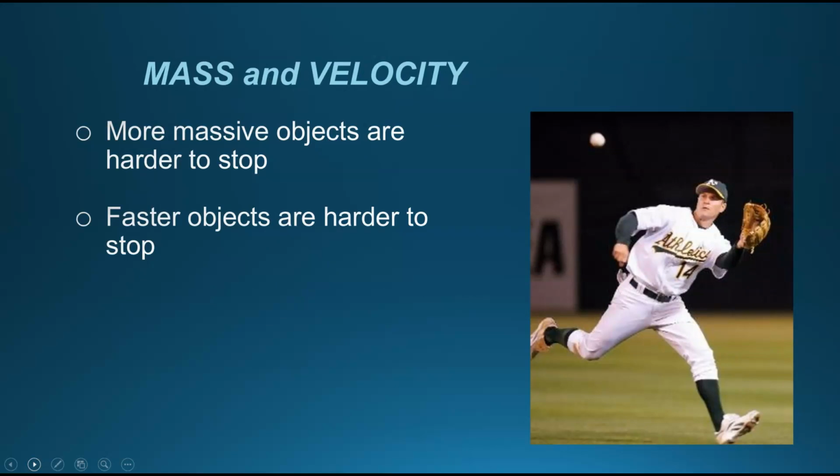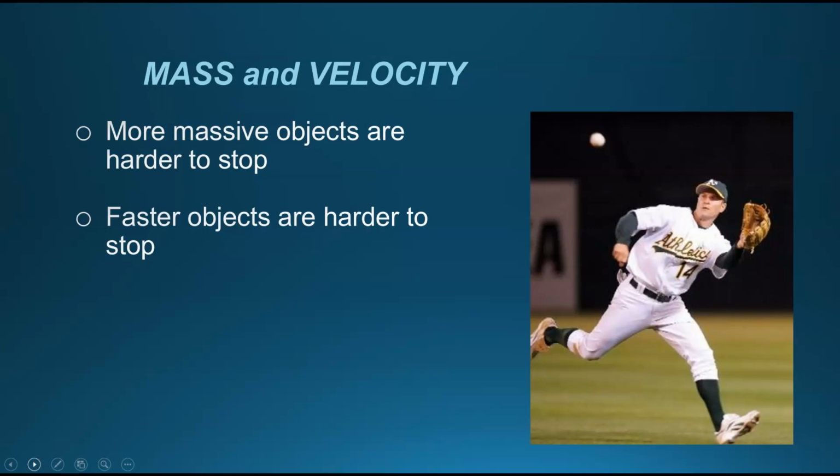If a truck is barreling toward you at a certain speed, flying down the road at you, you're not going to want to step in front of it. If a butterfly is flying at you at the same speed, you might not care. You might stand in front of that butterfly because it doesn't have much mass. So it's not as hard to stop moving at the same speed as that truck. But faster objects are also harder to stop.